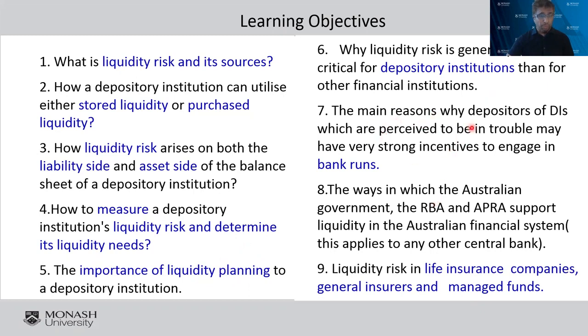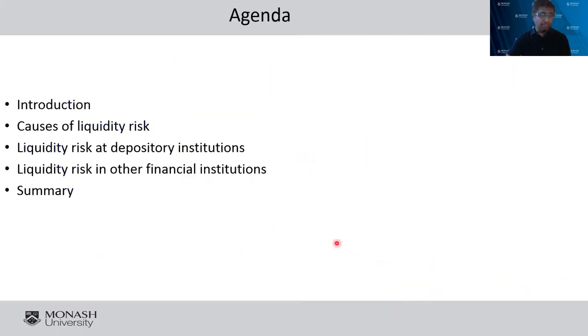As I said, we will talk about the bank run, which is the extreme issue of liquidity and extreme risk. And then we will see how the central bank, here we talk about the Reserve Bank of Australia, but it applies to any central bank, how they can help in these issues. And then also our learning objective here is to know how this liquidity can be crystallized in life insurance companies, general insurance, and managed funds.